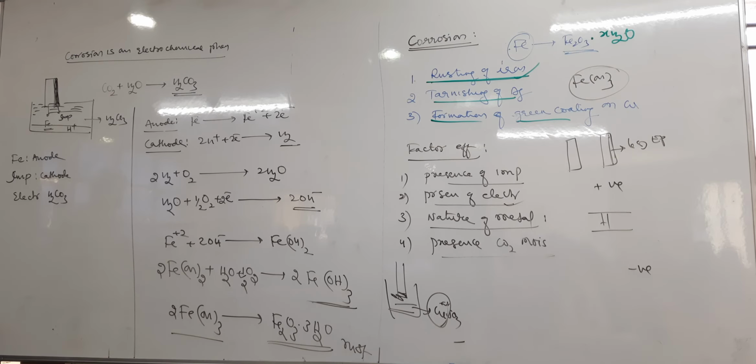Next point, Fe plus 2 ion formed at anode combined with OH minus ion to form ferrous hydroxide.